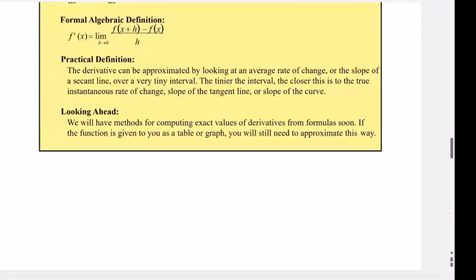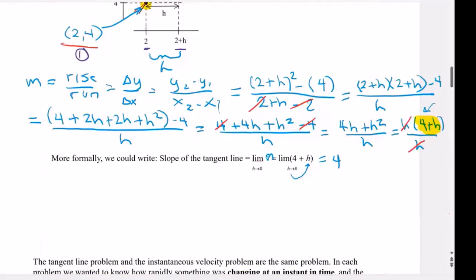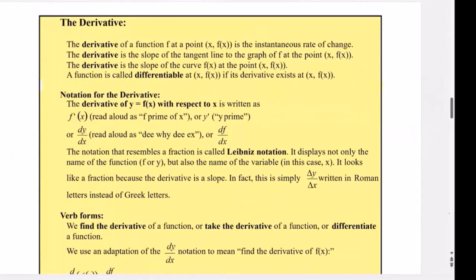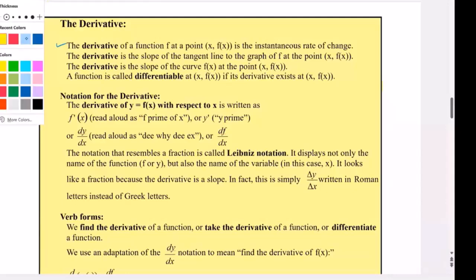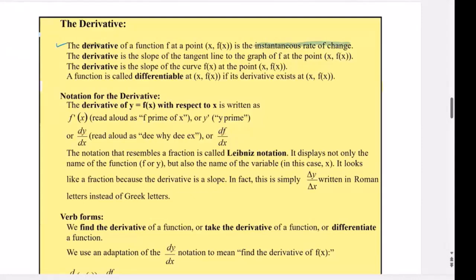And now we have a little bit of formal calculus. So let's go through them one by one. The derivative of a function f at a point x comma f of x is the instantaneous rate of change. Okay, so the derivative is the instantaneous rate of change. Very important. The derivative is the slope of the tangent line to the graph at a point.